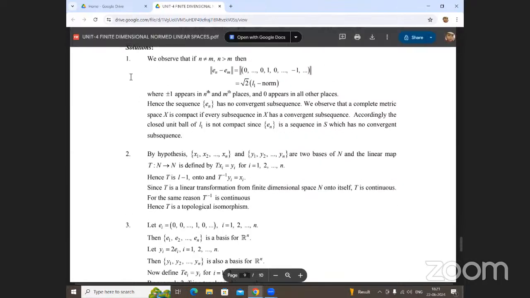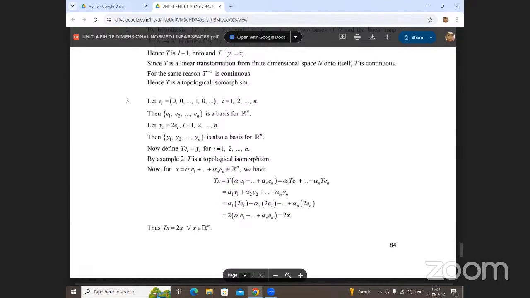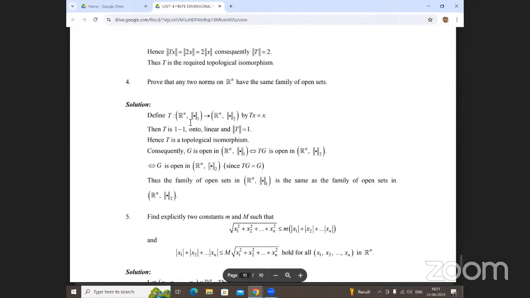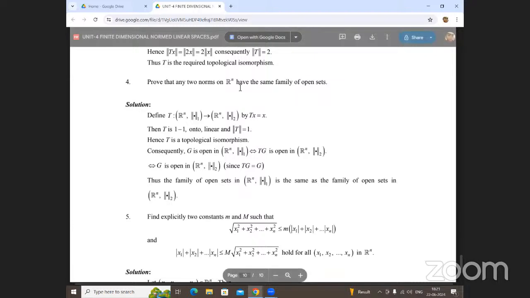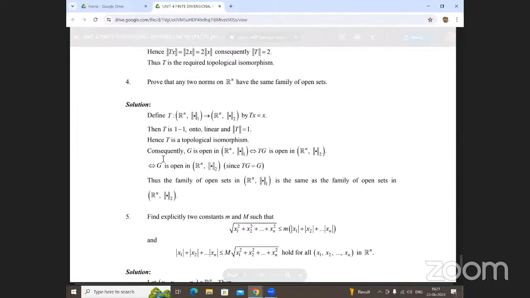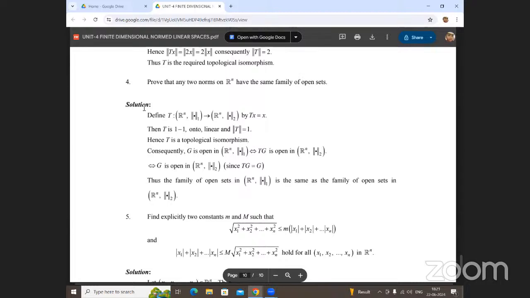Okay. Now this one is very important. Listen carefully. Fifth one and fourth one, prove that again, repeated here: any two norms on R power n have the same family of open sets. This is the solution, fourth one, fifth one. The fourth one has been given a number of times in the final examination. That is on the short answer.